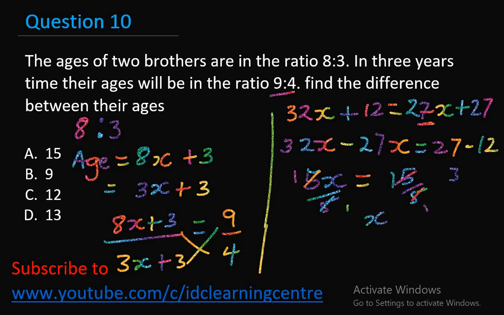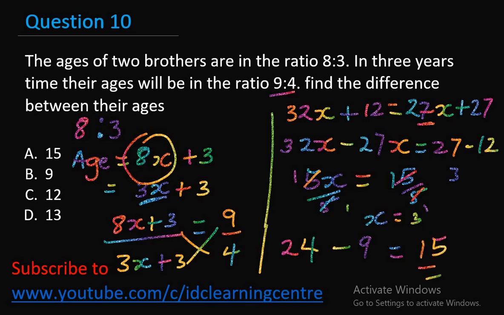So x is 3. So the age of the first, which we said is 8x, will be 8 times 3, 24. They said find the difference. The age of the second, which we said is 3x, with x as 3, will be 3 times 3, 9. 24 minus 9 will give me 15. So the right answer is 15.